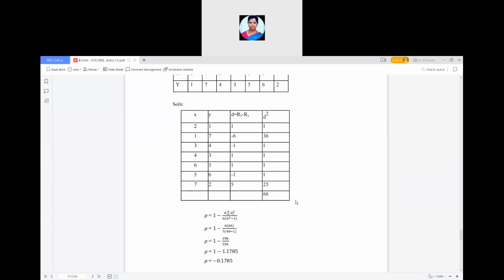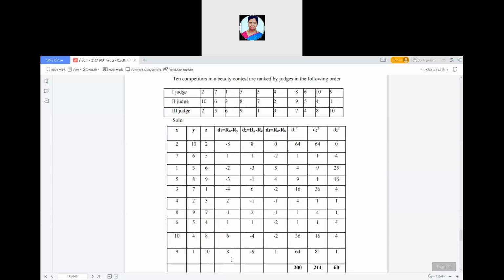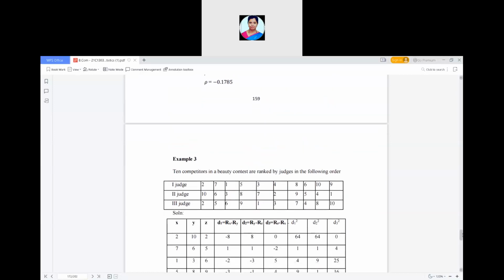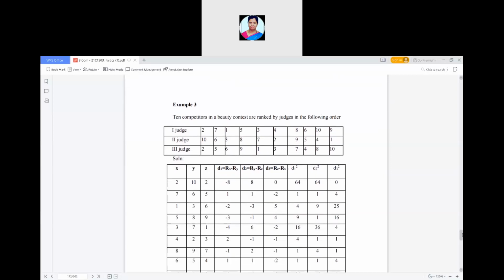Summation d square, the answer is 66. N is the number of observations here, so 7, and 7 into 7 square minus 1. If you do the calculation, the answer you get is minus 0.1785. We can see the next question.